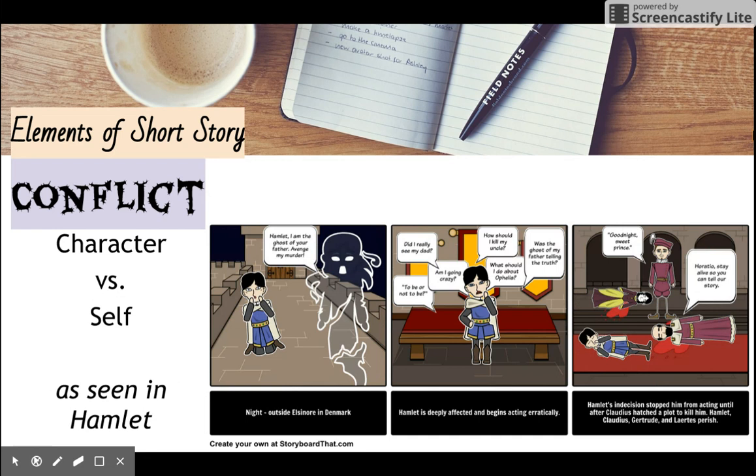So first we have character versus self, and this is seen in Shakespeare's Hamlet, where Hamlet has a moral dilemma. He's wondering if he's going crazy. He's trying to help out his dead father who he sees as a ghost. Basically anything where the character is trying to decide with themselves between good and bad and all that kind of stuff.